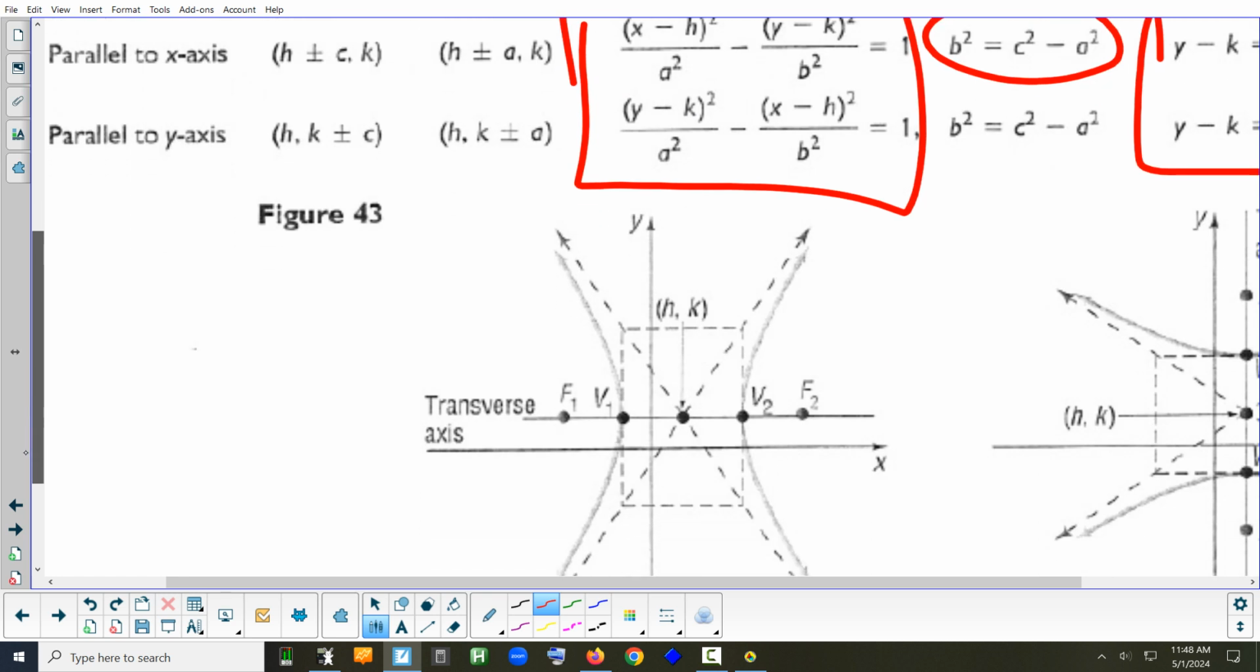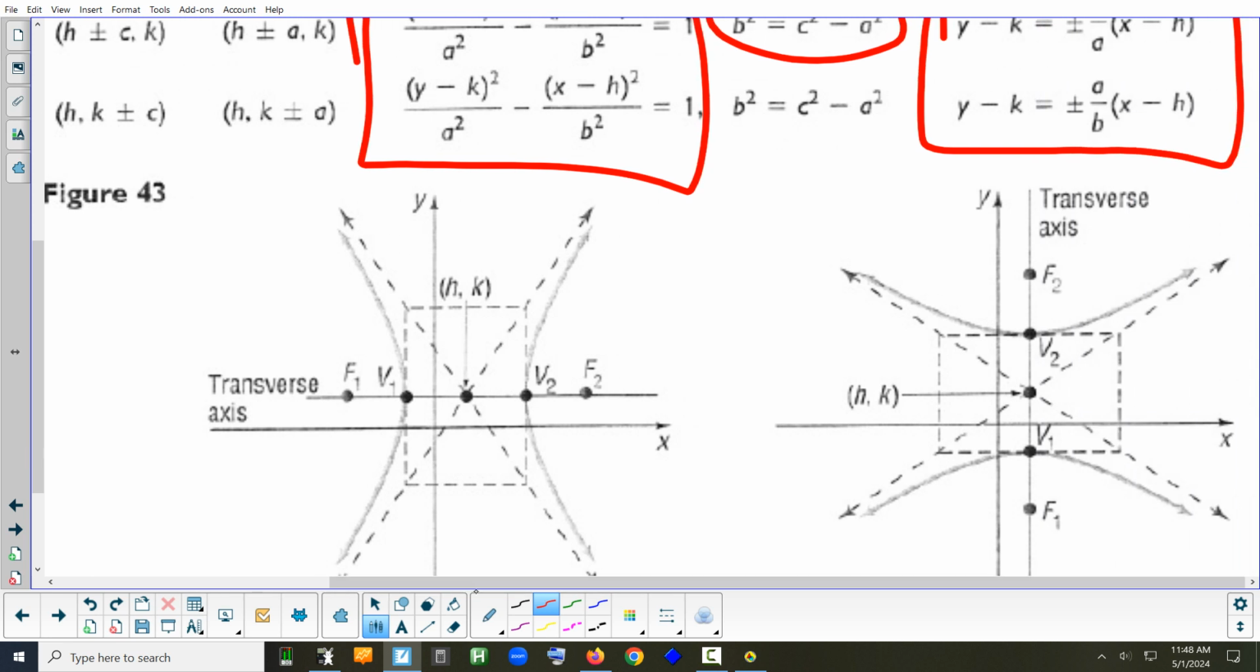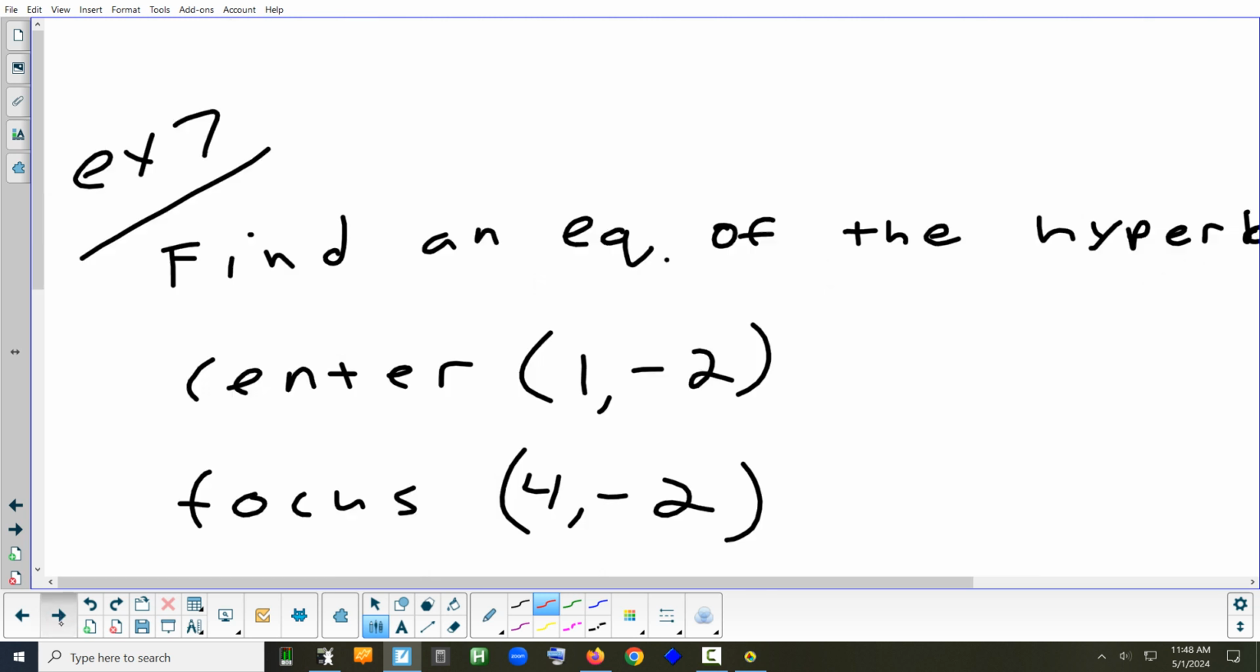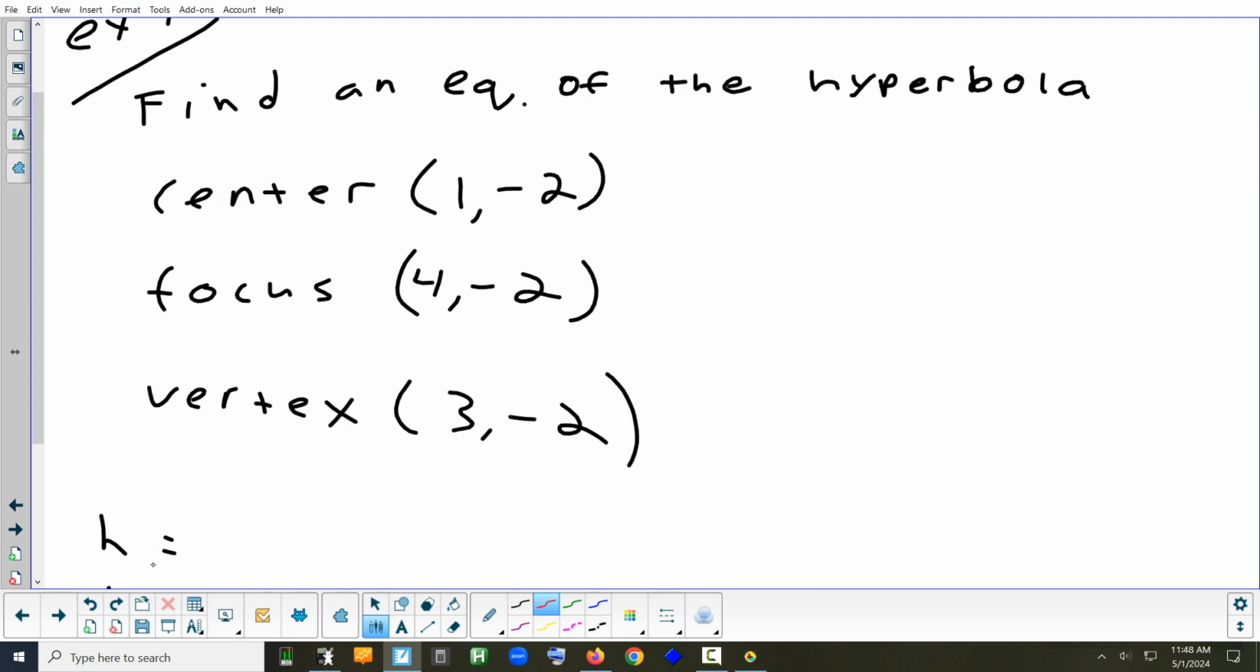Then they give us a couple pictures. Just an example where the branches are horizontal with the vertices and foci, and then an example where they're vertical. So let's try an example. Find the equation of the hyperbola where the center is (1, -2), focus is (4, -2), and the vertex is (3, -2).